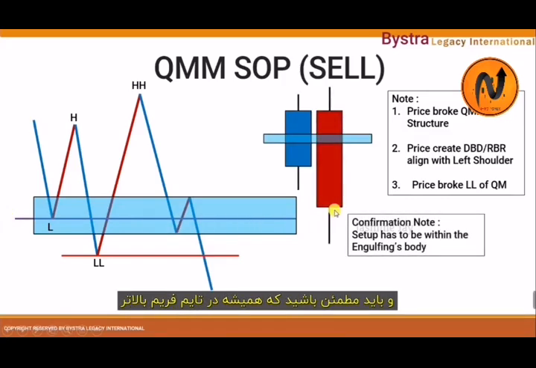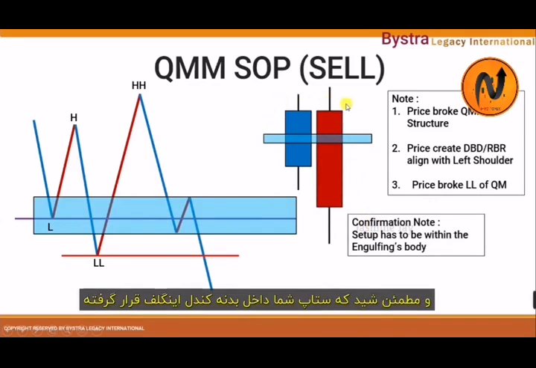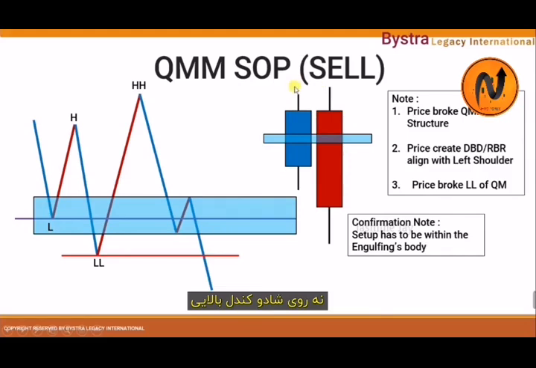Make sure, guys, that on the higher time frame, we must always have an engulfing candle, and make sure that the setup is in the engulfing candle's body, not on top of this wick. The bottom here is fine, but not on top of this wick. So price will then react to this area and continue downwards.